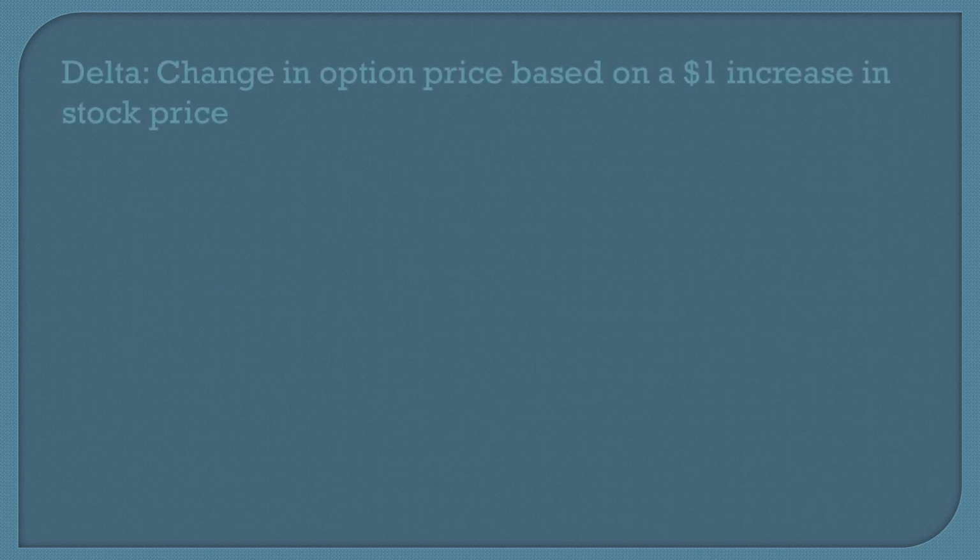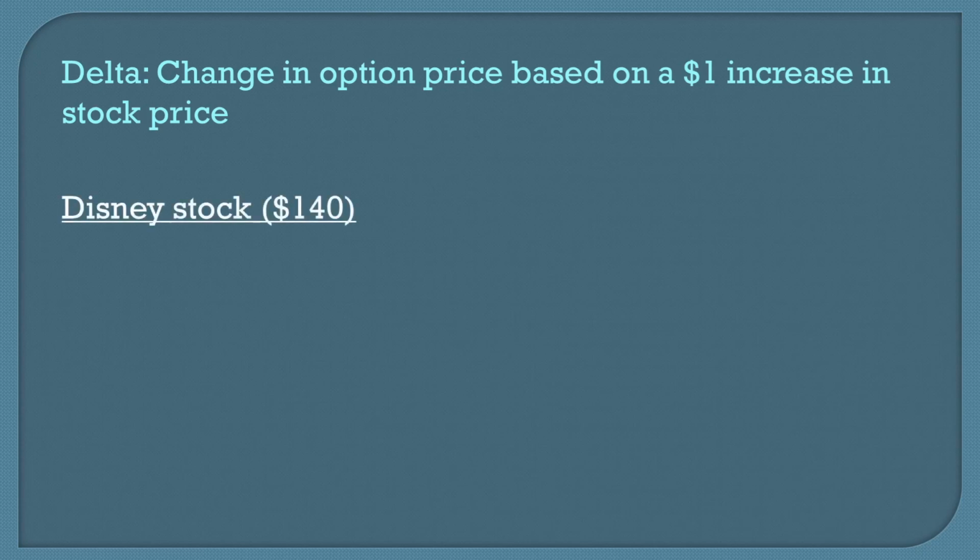Okay, so the first Greek, delta. This is probably the most famous Greek out of the four. Delta refers to the change in option price based on a $1 increase in the stock price. Basically, delta tells you how much the price of your option will change if the stock moves up or down by a dollar. Okay, so an example on delta.